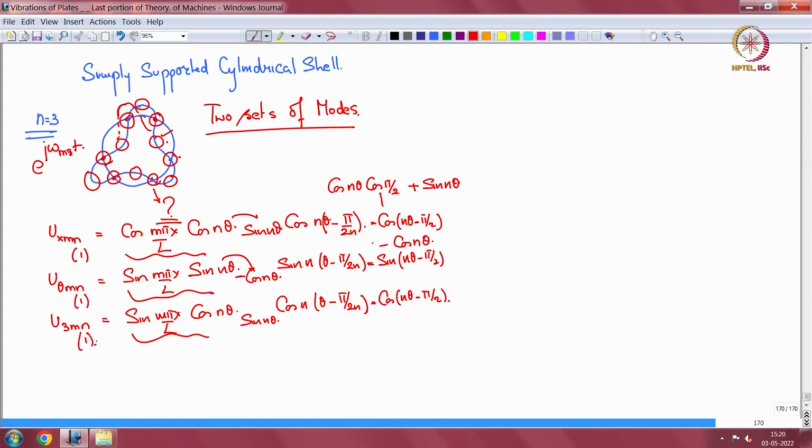The other set is cos m pi x by L sin n theta, sin m pi x by L cos n theta with a minus in front, then sin m pi x by L sin n theta. Okay. So you have these two sets of modes, and they are orthogonal in cos and sin. Okay. So we'll look at that next time.